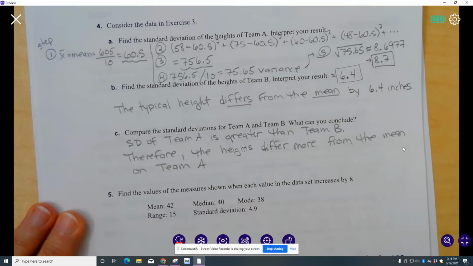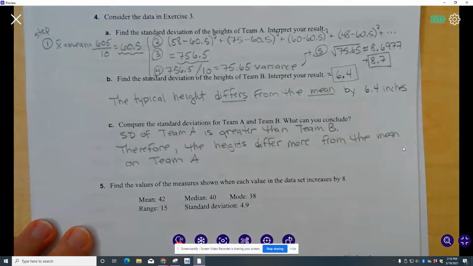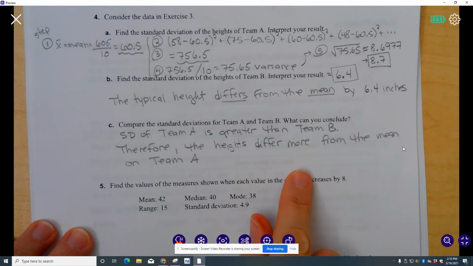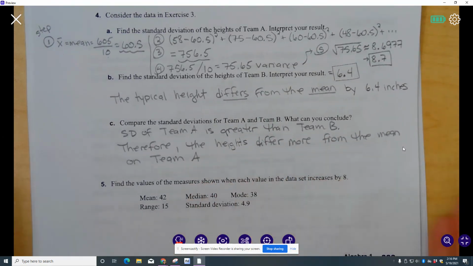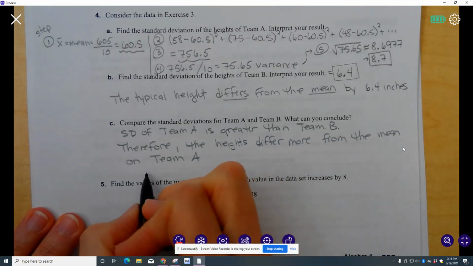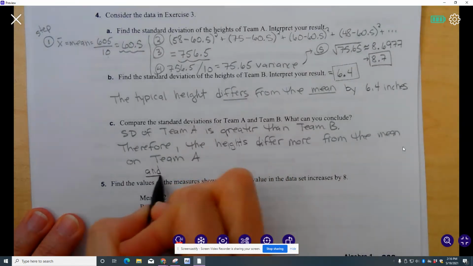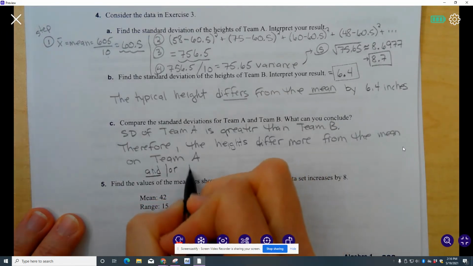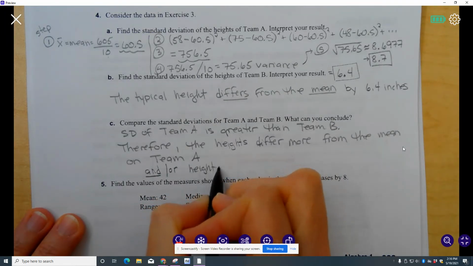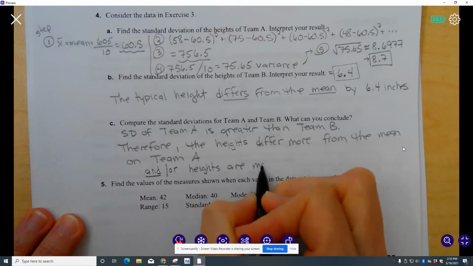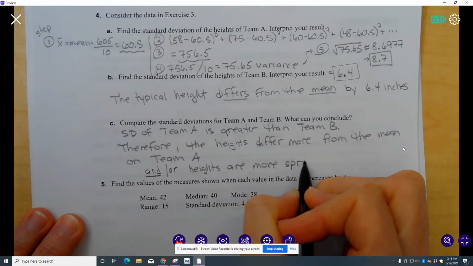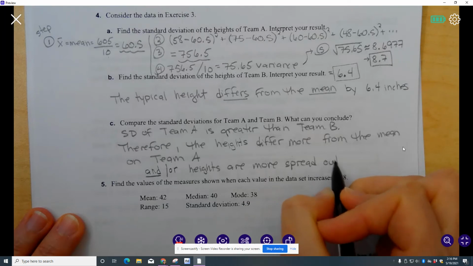Now I want to go one step further. Say I need to describe this in even simpler terms. What does this mean? The heights on team A are more spread out. So we don't have a bunch of girls that have the same height close to the mean. The heights are more spread out. So let's say and or heights are more spread out from the mean.